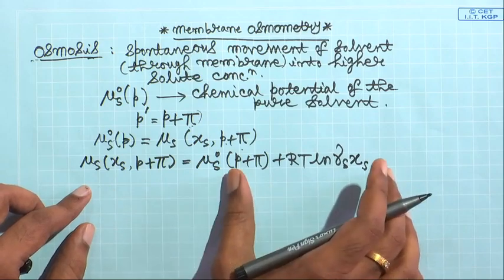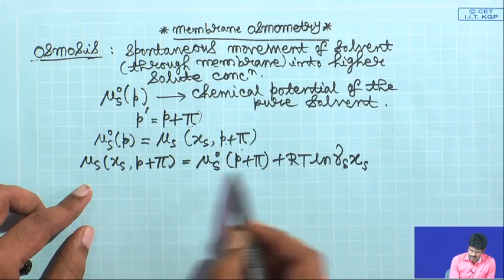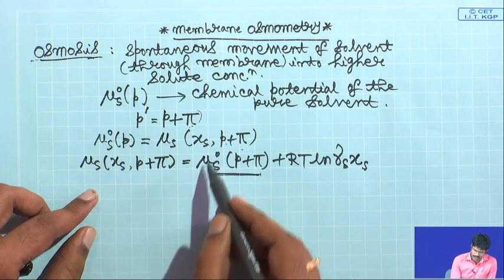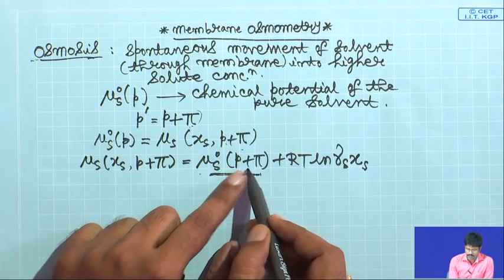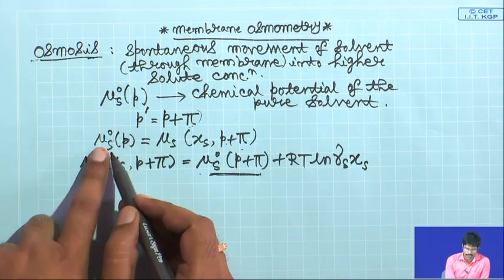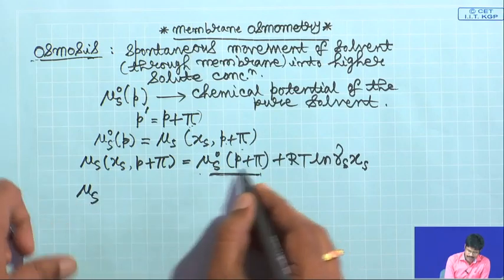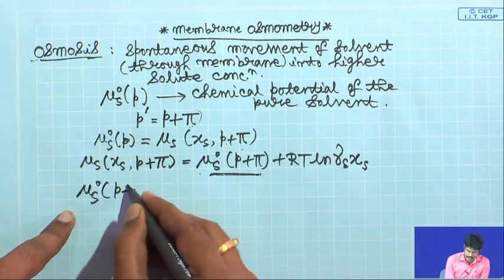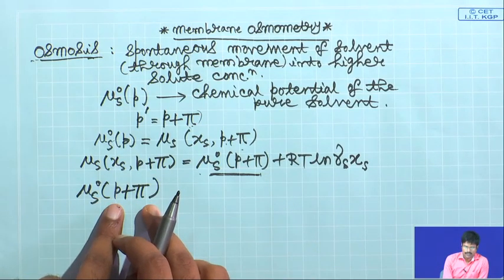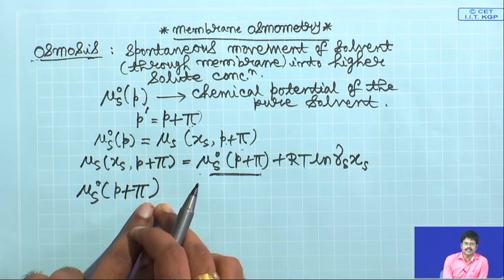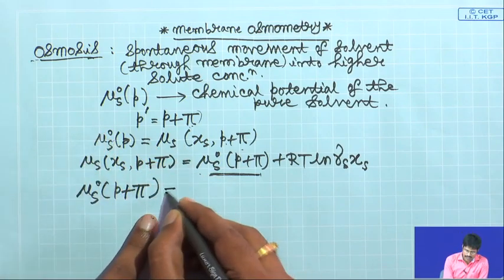Okay. Now, this mu s 0 P plus pi, this particular term, what is that value? This is basically the chemical potential of the pure solvent when the pressure is P plus pi. This is the chemical potential of the pure solvent when the pressure is P. So, now let us have the expression of this mu s 0 P plus pi, how the chemical potential of the pure solvent at pressure P plus pi is related to the chemical potential of the pure solvent at pressure P. That relationship is something like this.